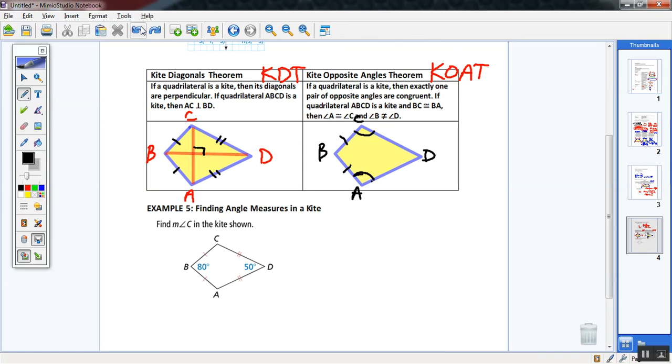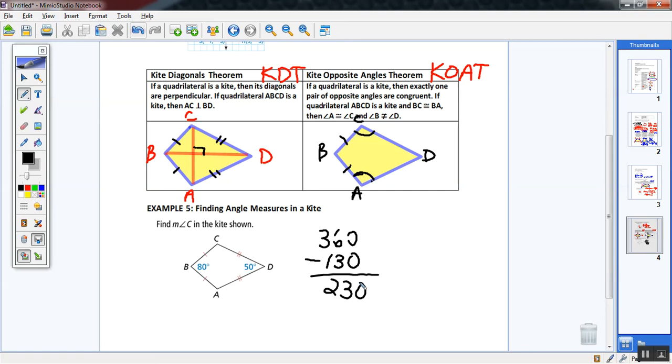Okay, so let's talk here quickly. It says find angle measure in a kite. This is kind of tough. We need to find the measure of angle C. First of all, any four-sided figure will have how many degrees? 360, right? So if I have 360 degrees, how many degrees can I take out of this right now? I can take 80 and 50 out, which would be taking out 130. Okay, so we have 230 degrees to work with.